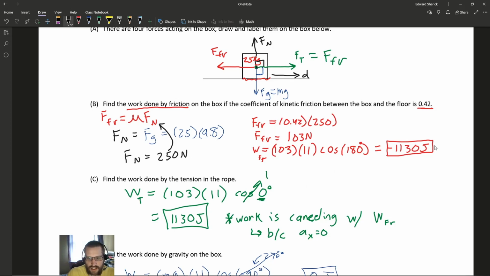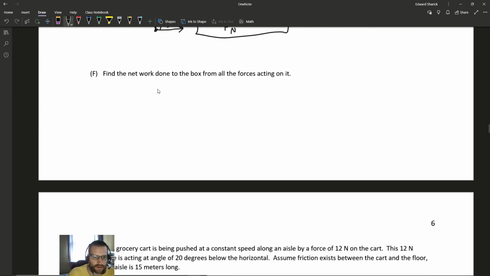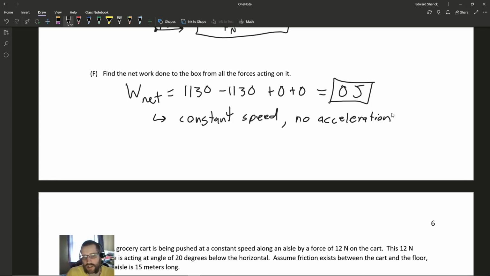All right, so obviously these two numbers are going to cancel out. These two numbers add nothing to it, and so the net work done here is just going to be 1130 minus 1130 plus 0, which equals 0 joules. So no work is done. And the net work being 0, we could have assumed that from the beginning because it's a constant speed. And constant speed means no acceleration. And no acceleration means that the kinetic energy isn't changing. The velocity is not changing. The kinetic energy is not changing. And if the kinetic energy is not changing, then we're not going to have any net work done on this thing.